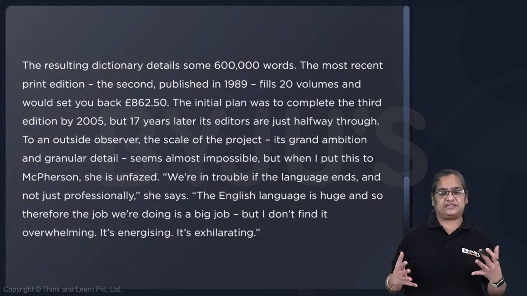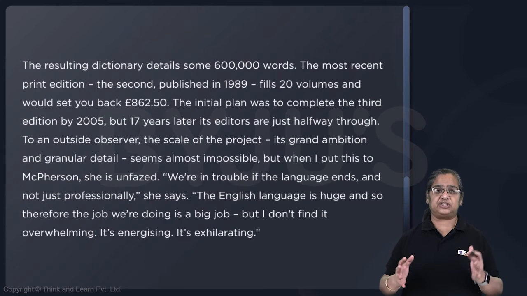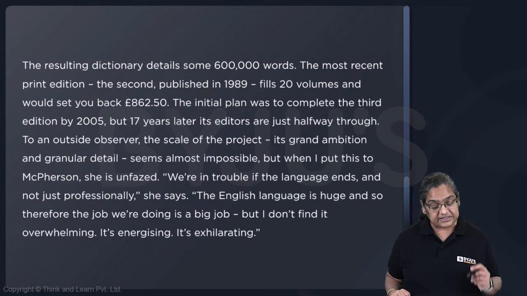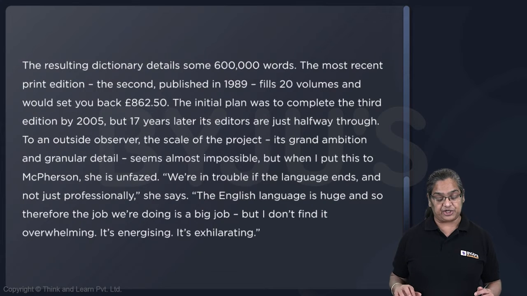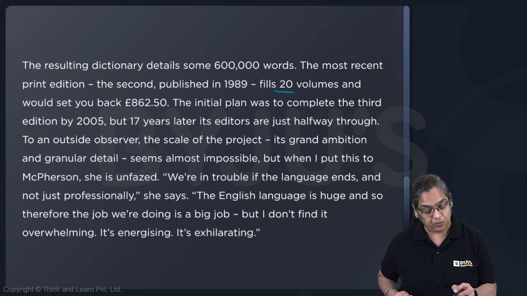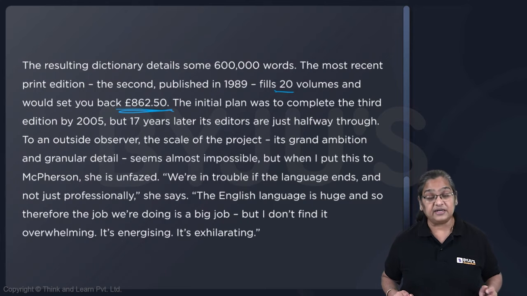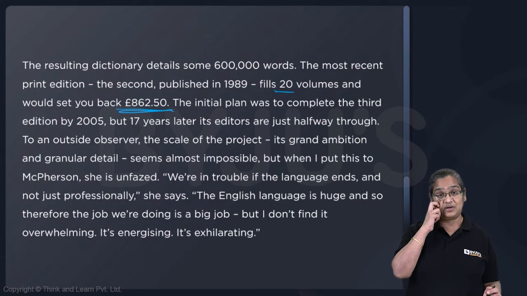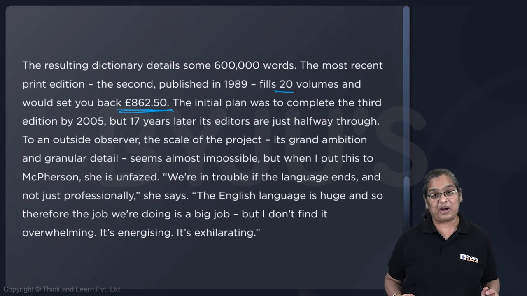All right, now next. So because it adds not just British English and from other versions of English also, what happens? The resulting dictionary details some 600,000 words. The most recent print edition, the second published in 1989, fills 20 volumes and sets you back by £862. If you want to buy an Oxford English Dictionary, you have to buy all 20 volumes of it, you have to pay around £862.